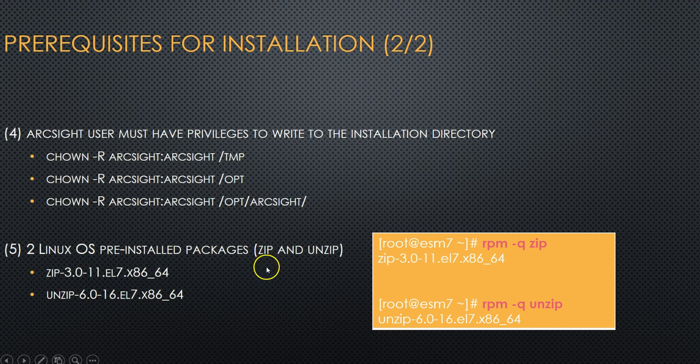The zip and unzip packages should be pre-installed. This is important for the operation of the installation, and you can verify the packages are there using this command, or you can just install them using the yum install command.